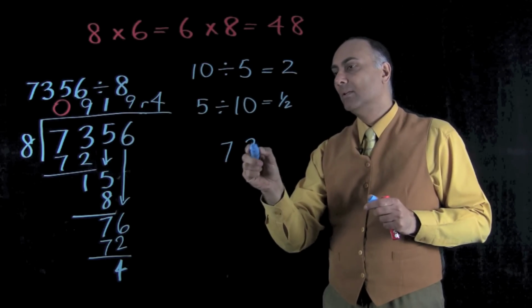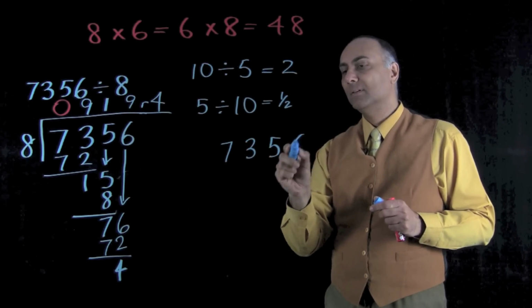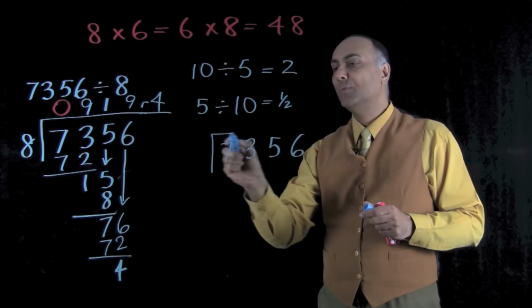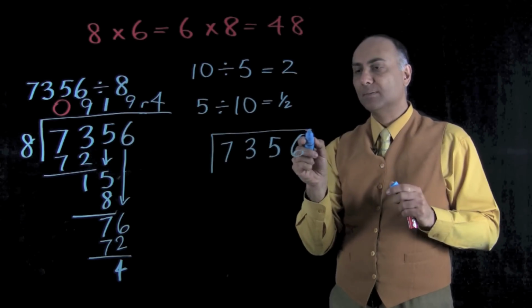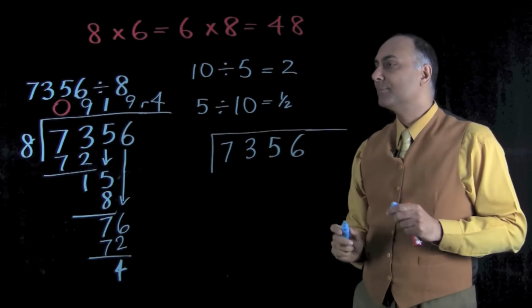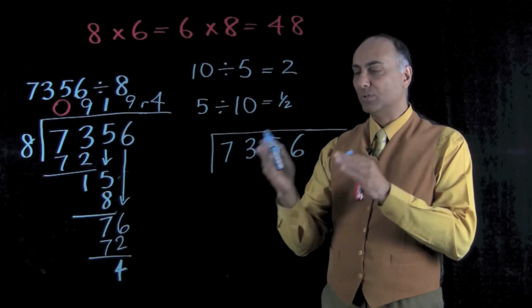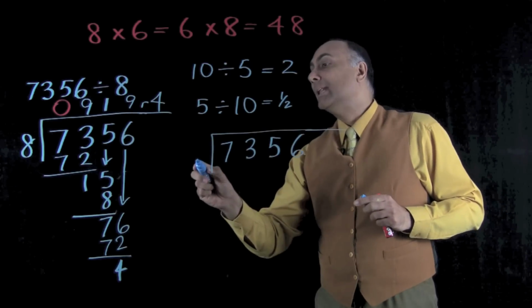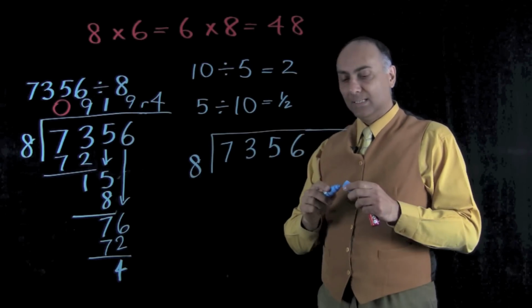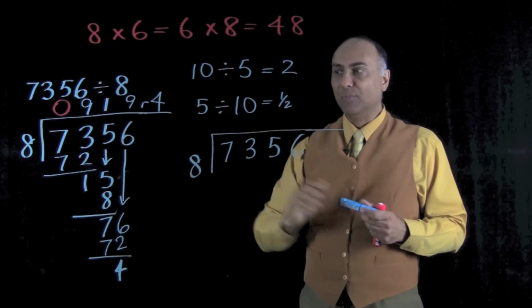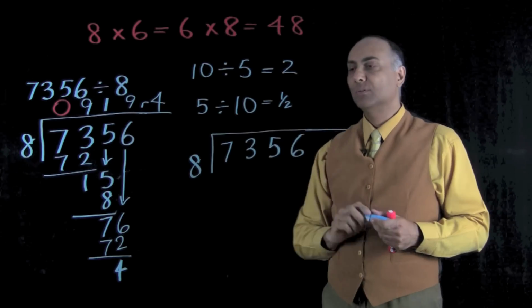7, 3, 5, 6. Put the roof over the first number. I'm extending the roof for a reason, which is that I want to get decimals. And then the 8 in front of the roof, exactly as before, except I've dropped it down.